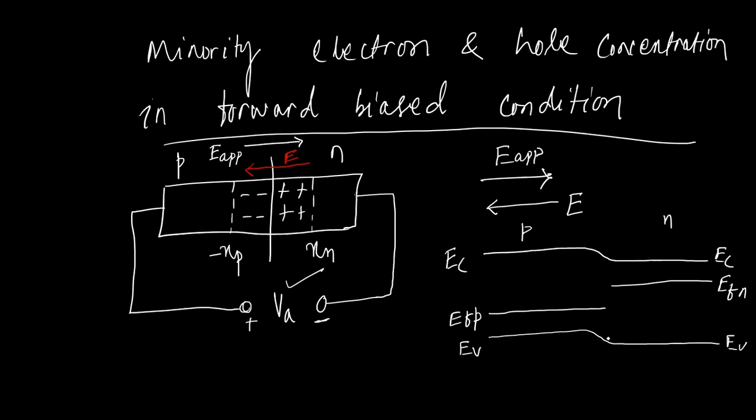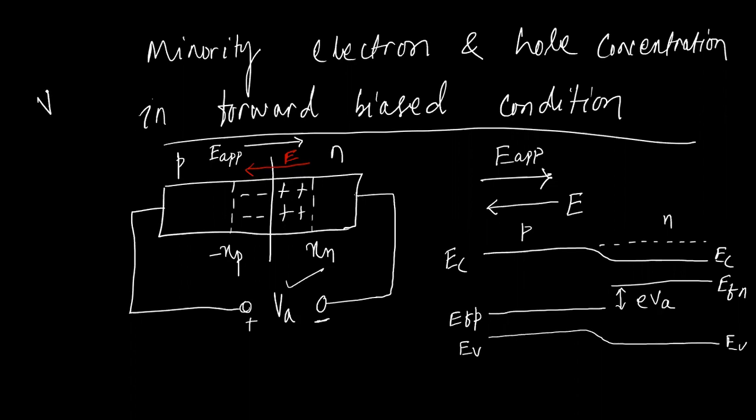Now this gap here is nothing but the amount of energy that you gave. In terms of potential, VA is the amount of potential; in terms of energy, I can say this is eVA, right? This value is eVA. So here you can see this is the bending now. Earlier, when the PN junction diode was in thermal equilibrium, the built-in potential barrier.